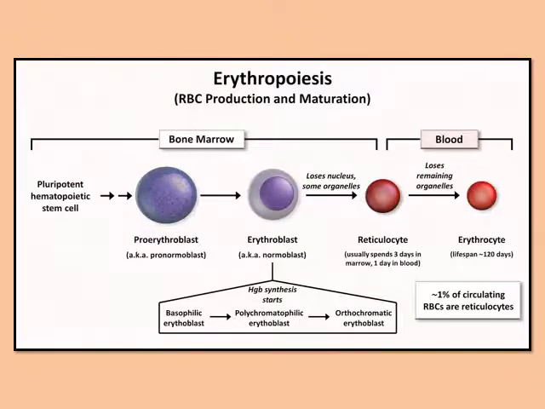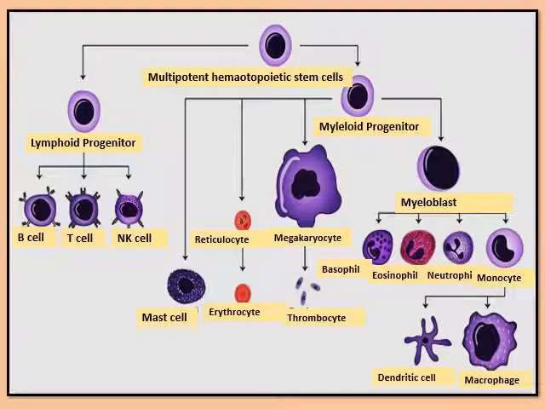in bone marrow, but in infants and children, it may take place in spleen and bone marrow as well. You can see the multipotent hematopoietic stem cells have two lineages: lymphoid progenitor cells and myeloid progenitor cells. Lymphoid progenitor cells give rise to B cells, T cells, and natural killer cells, whereas myeloid progenitor cells are further classified into myeloblast that give rise to granulocytes and an agranulocyte, that is monocyte, whereas megakaryocyte give rise to platelets. Then we have reticulocyte that give rise to erythrocytes.